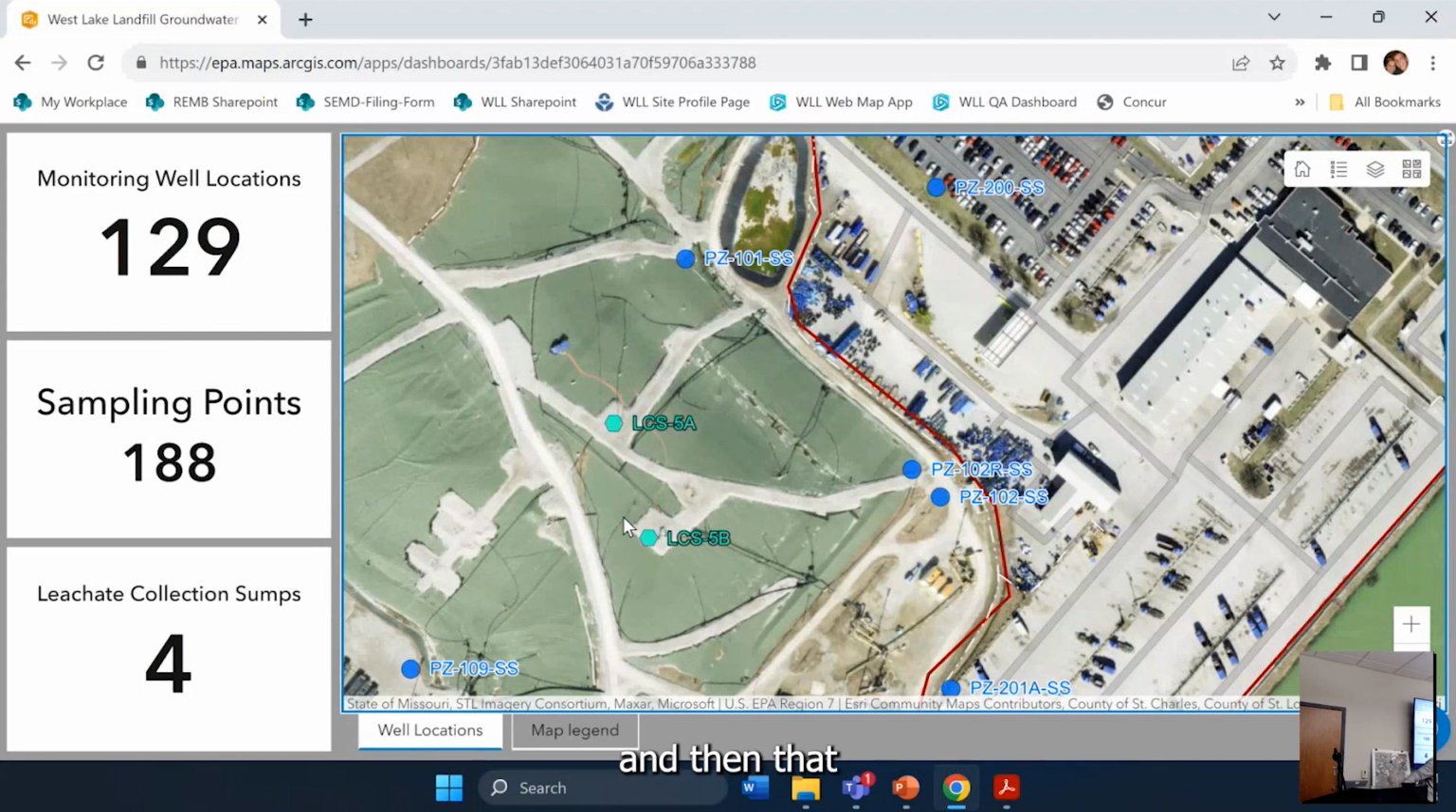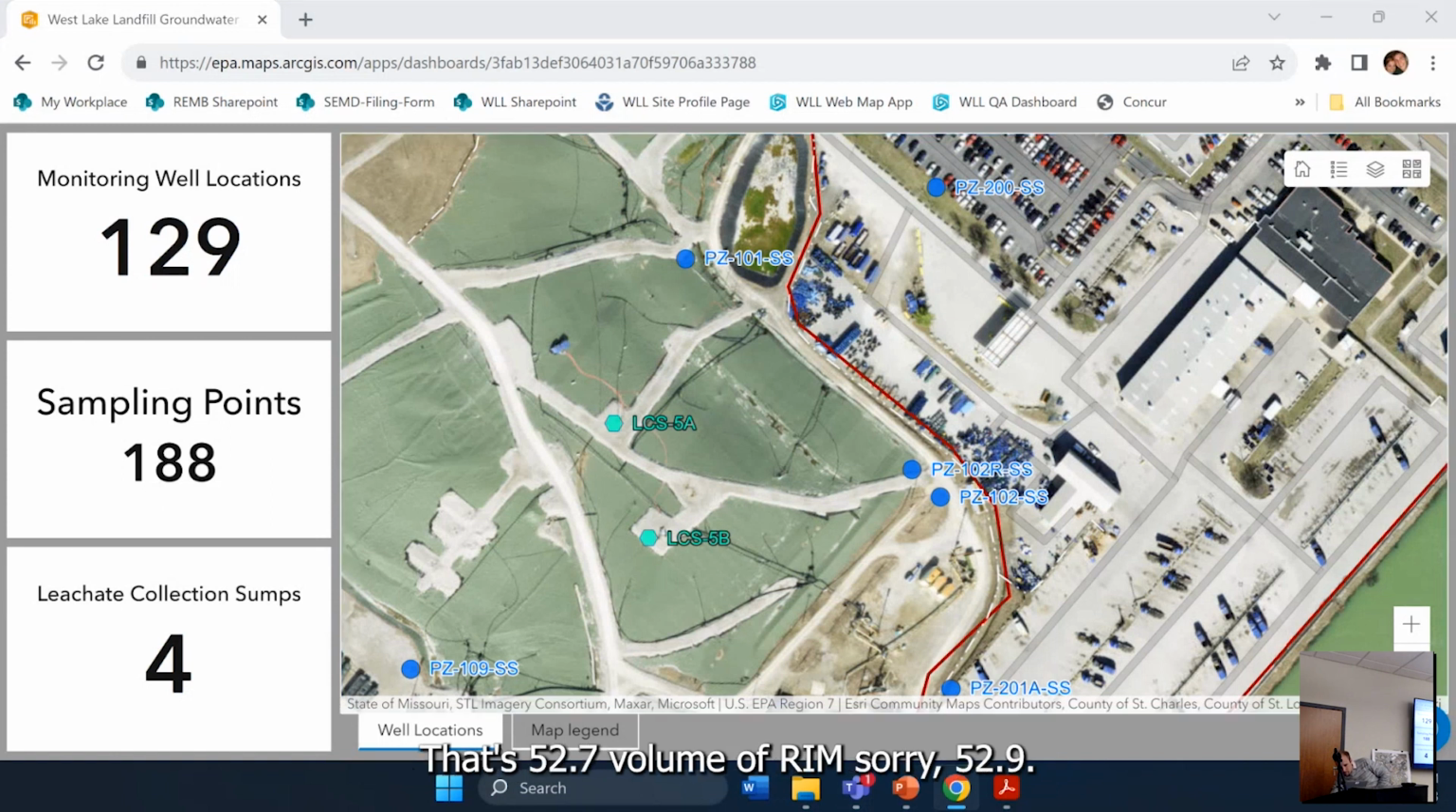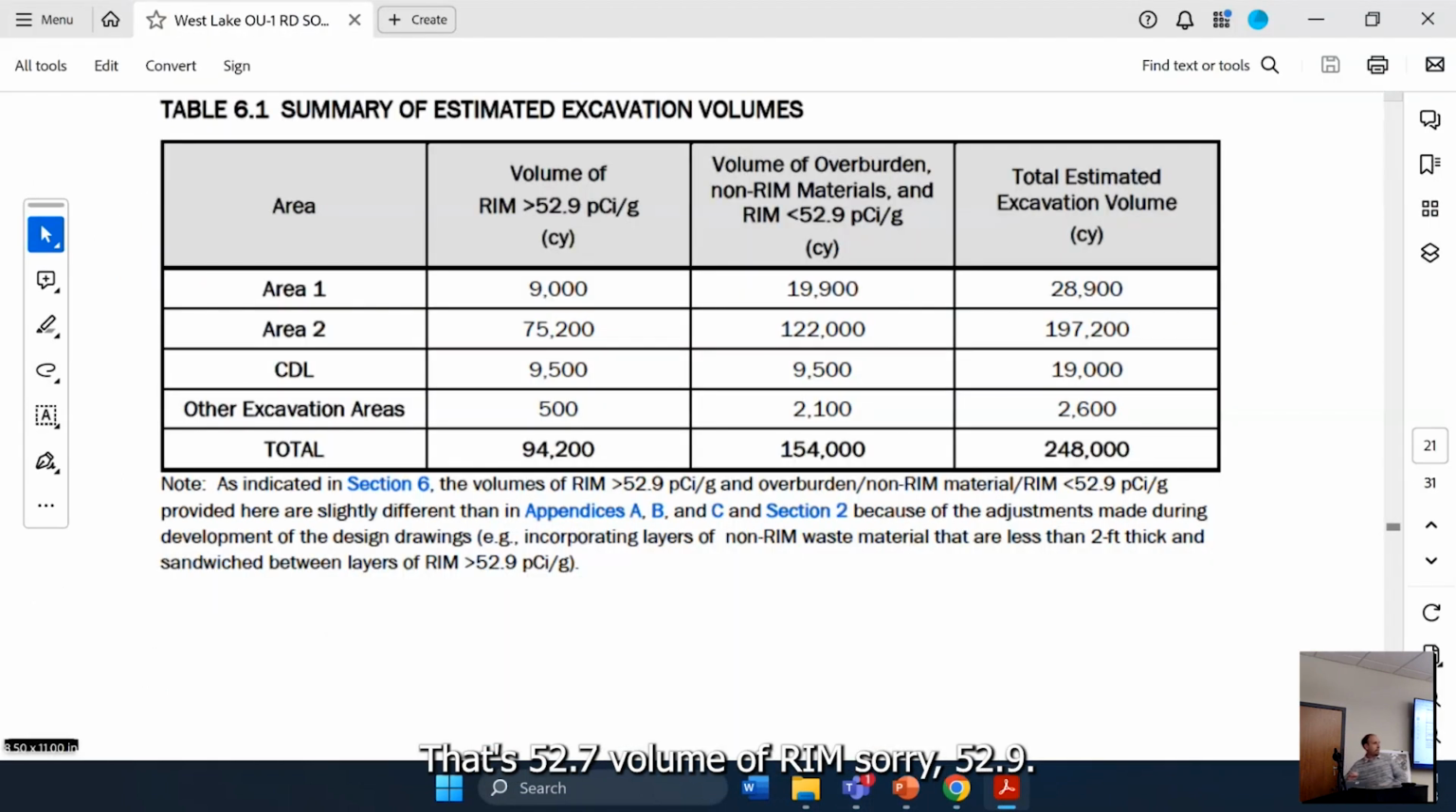I know a little bit of that, but on the previous page, what I would like to see is, can you guys create a column? Can you go back to the previous one? I know you have a column for everything that's above 52.9, the volume of RIM. I'd like to see a column for what is the total cubic yards of RIM above 7.9. Unfortunately, we won't have that.